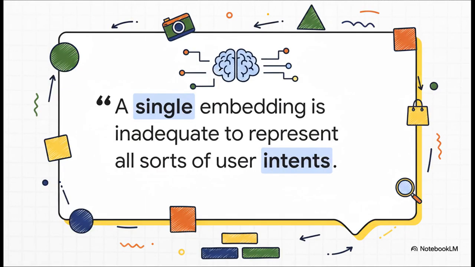So if you boil this entire system design down to one core philosophy, it's this quote from the Pinterest engineers: "A single embedding is inadequate to represent all sorts of user intents." Every single innovation we've discussed today is about moving past that simplistic idea. It's about building a system that understands that you're not just one thing. You're a complex, creative person with interests that change and evolve. And building a system that truly respects that complexity, well, that's the blueprint for a world-class recommender system.